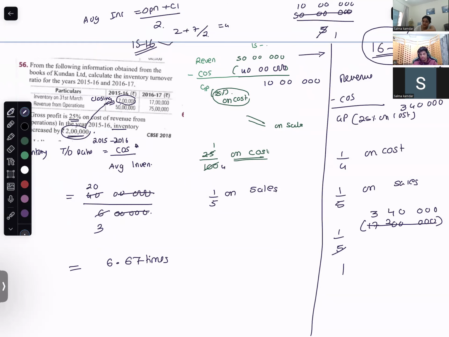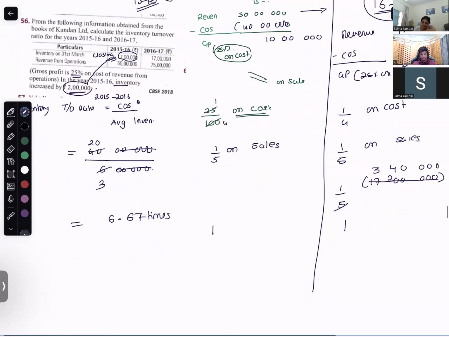So what is cost of sales? 17 lakh minus 3,40,000 will give you how much? 10 take away 4 is 6, 3. So 13,60,000. Okay.